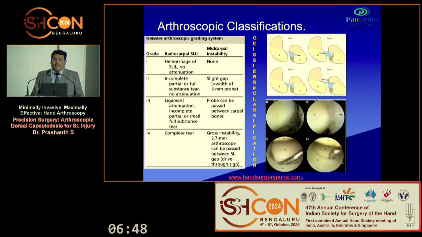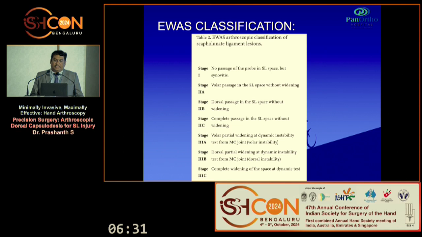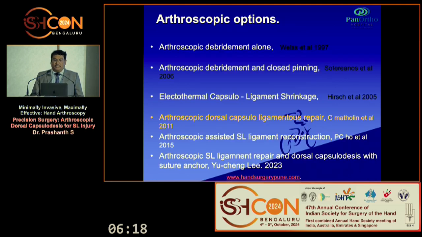Yes, regarding classification, Geissler's arthroscopic classification will indicate the level of the injury, attenuation of either end of the scapholunate ligament, as well as the stability in the midcarpal zone. It is under various stages, 1, 2, 3 and 4. And further advanced, as the earlier speaker mentioned regarding the EWAS classification, it not only indicates which part of the ligament is involved, whether the palmar part or the volar part, and whether it is associated with a volar disc instability or a dorsal instability.